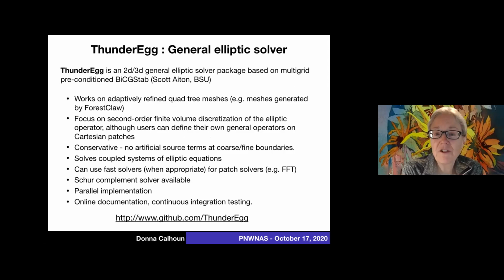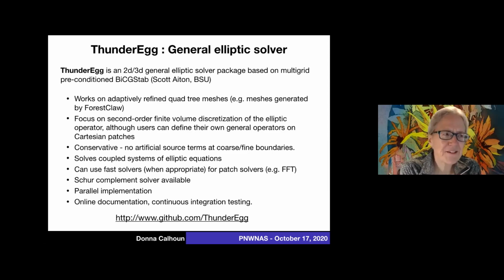It's a 2D, 3D general elliptic solver package, and it's based on multigrid preconditioned BiCGStab. It works on the adaptively refined quadtree meshes that are generated by ForestClaw. Our focus has been on second order finite volume discretizations of the elliptic operator, although certainly users can define their own general operators on Cartesian patches. We haven't tried anything other than the second order finite volume discretizations yet, but there is definitely a path to other kinds of operators. It's conservative in the sense that we don't generate any artificial source terms at the boundaries.